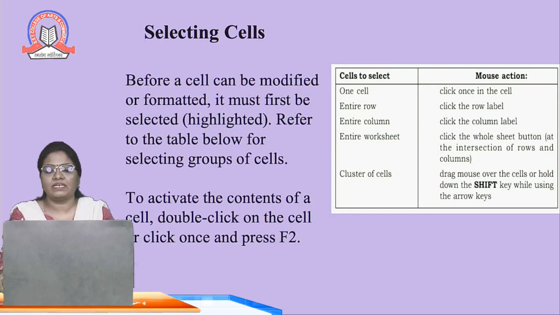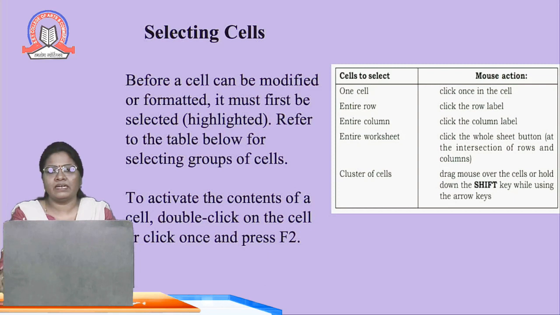Cells to select: if we want to select only one cell, click once in the cell. Entire row means click the row label, not the row. The label means the numbers 1, 2, 3 on the left hand side of Excel, click it. Entire column: if you want to select a column, A, B, C, D is the column name. Select it above A and the full column of A will be selected, down through however many thousand cells there are in Excel. Entire worksheet, click on the Select All button at the intersection of row and column.